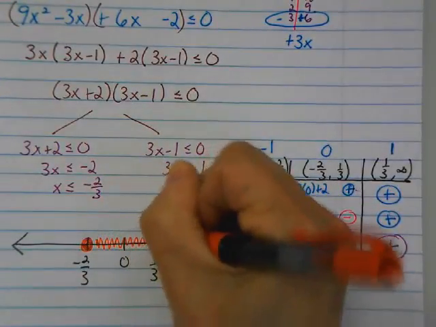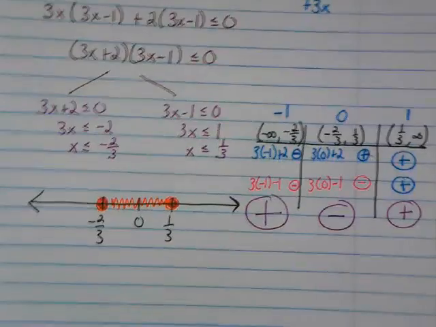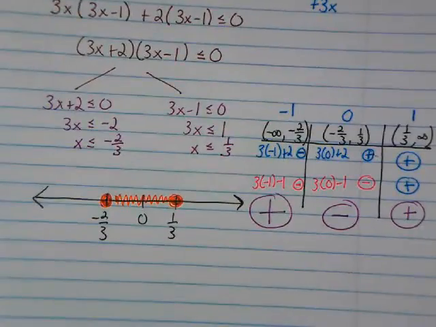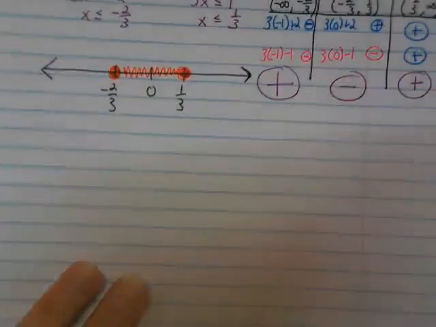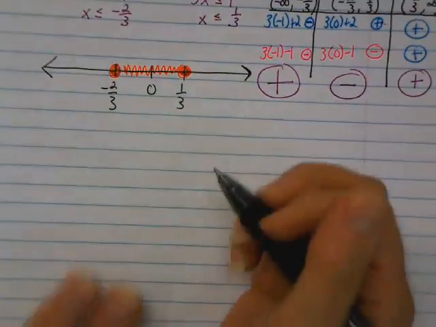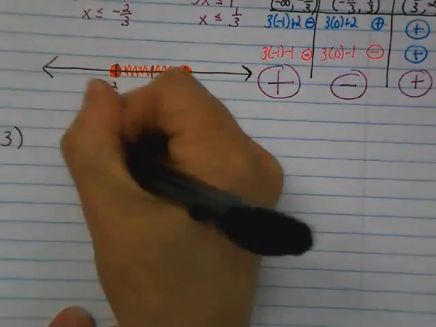Okay? Alright, we're going to try one more, and then the video will end, and then we'll pick up tomorrow in class. So the last one is x cubed plus 3x squared is less than or equal to x plus 3.